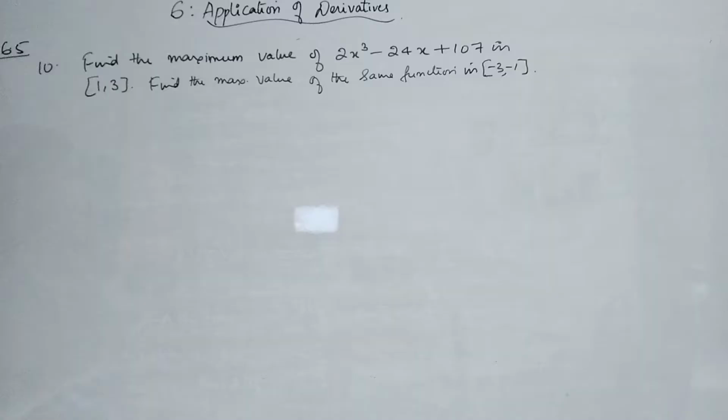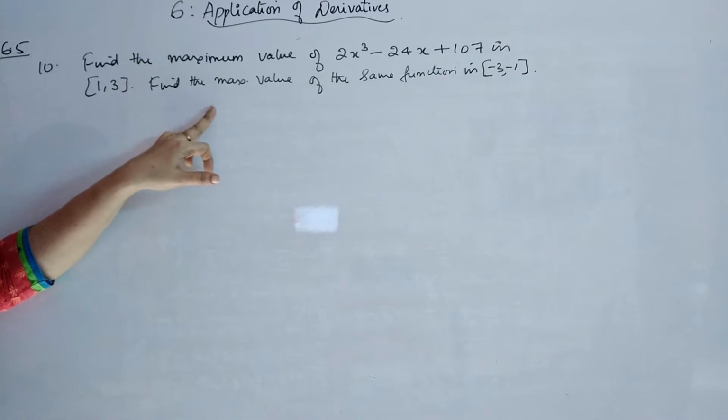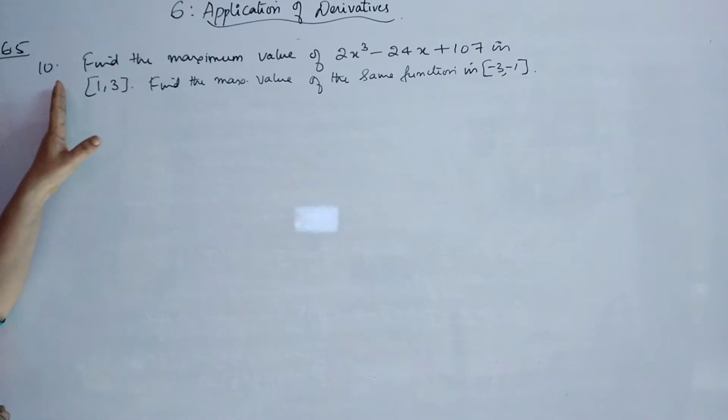So the question is, find the maximum value of 2x cube minus 24x plus 107 in the interval 1, 3, and you have to find out the maximum value of the same function in another interval, which is minus 3 comma minus 1. Whether the value is changing or not, that will be understood in this problem.